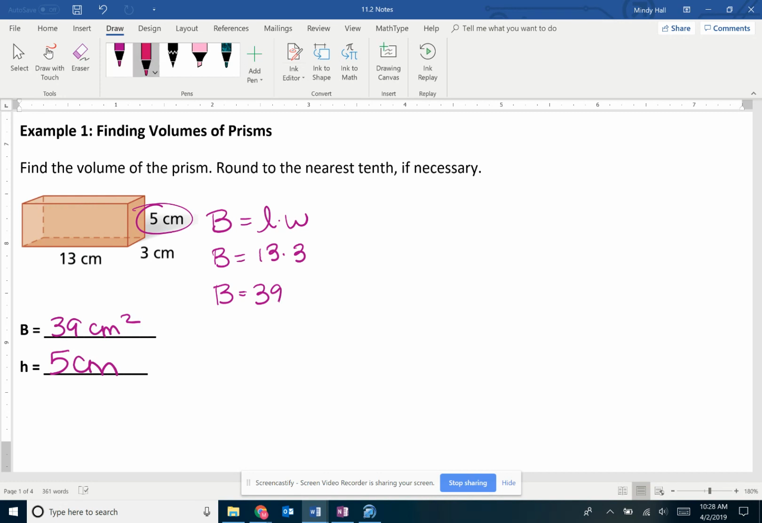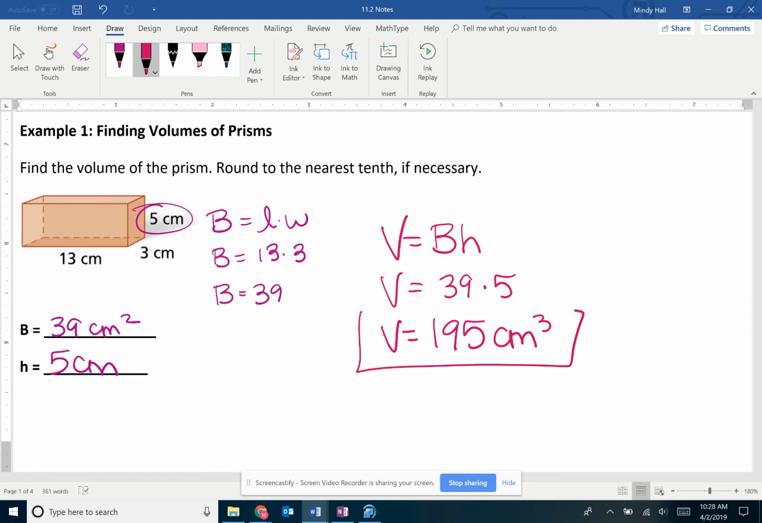So then if I want my volume, I have volume equals base area times height. So volume equals 39 times 5. And 39 times 5 is 195 centimeters cubed. Okay.